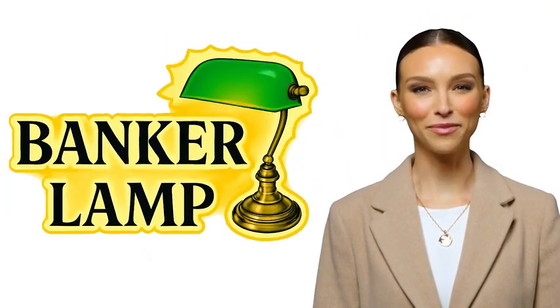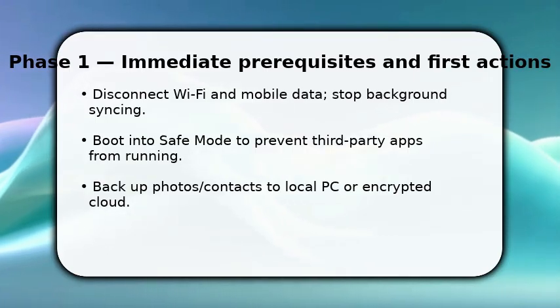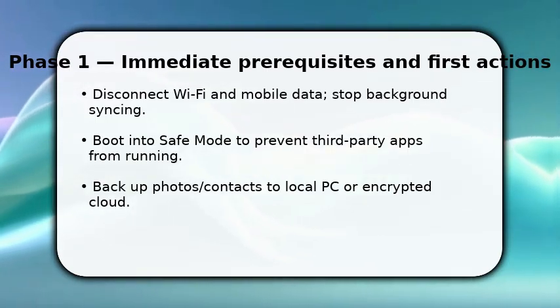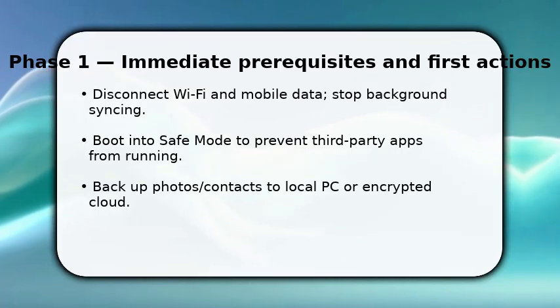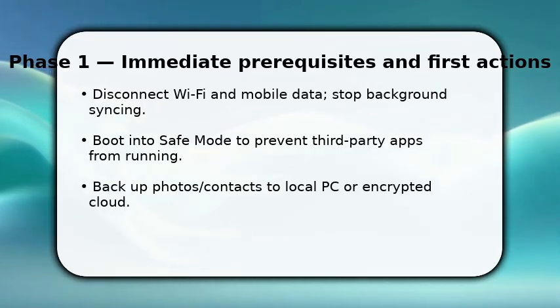Please enjoy the video. You start by isolating the device. Turn off Wi-Fi and mobile data so the malware can't call home. Next, boot into safe mode. This halts third-party apps and lets you act safely. While in safe mode, make a quick backup of photos and contacts to a PC or encrypted cloud.